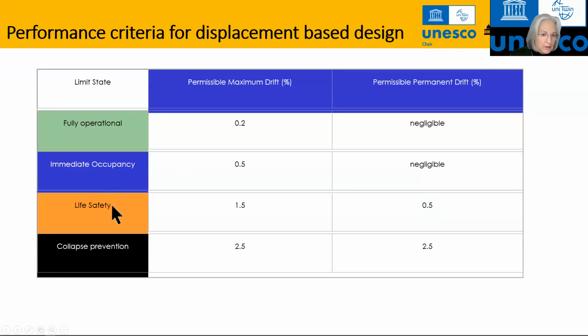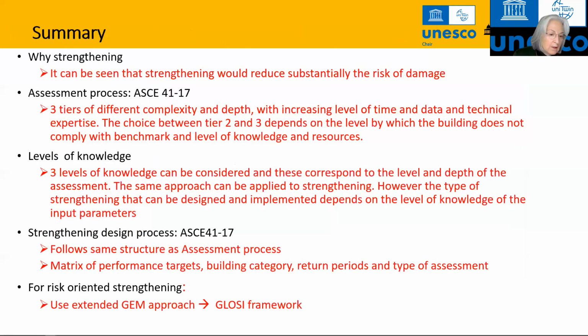In the case of life safety, a substantial amount is reabsorbed of that drift when the seismic action is removed. In the case of collapse prevention, we assume that the collapse is such that the permissible maximum drift will also coincide with the final permanent drift. But again, that still means that the structure has not collapsed.